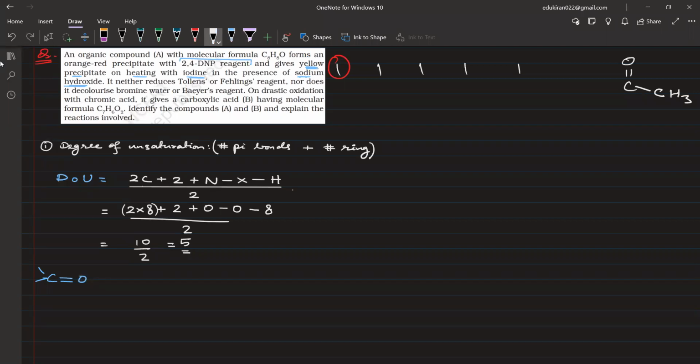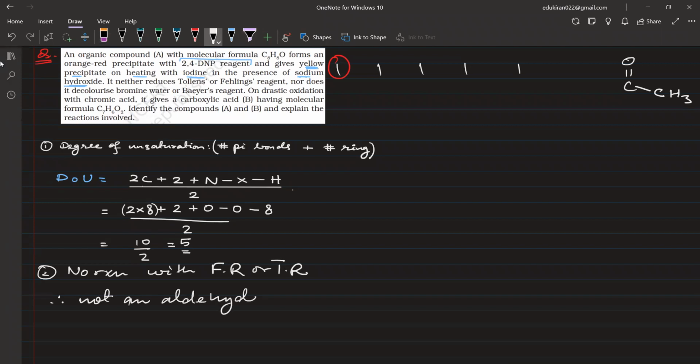Yes, sir. Till here, does anyone have any doubt? Any doubt, guys? No? Okay. Now, it is saying it neither reduces Tollens' nor Fehling's reagent. That means it is not an aldehyde, it is a ketone. Okay? Yes or no? No reaction with Fehling's reagent or Tollens' reagent. Therefore, not an aldehyde. It is a ketone.